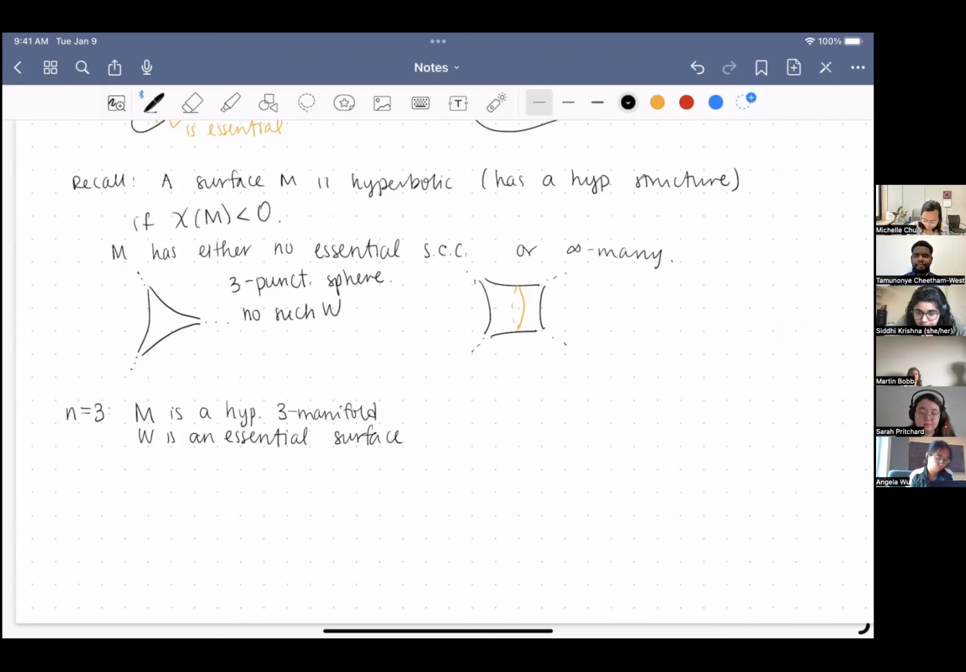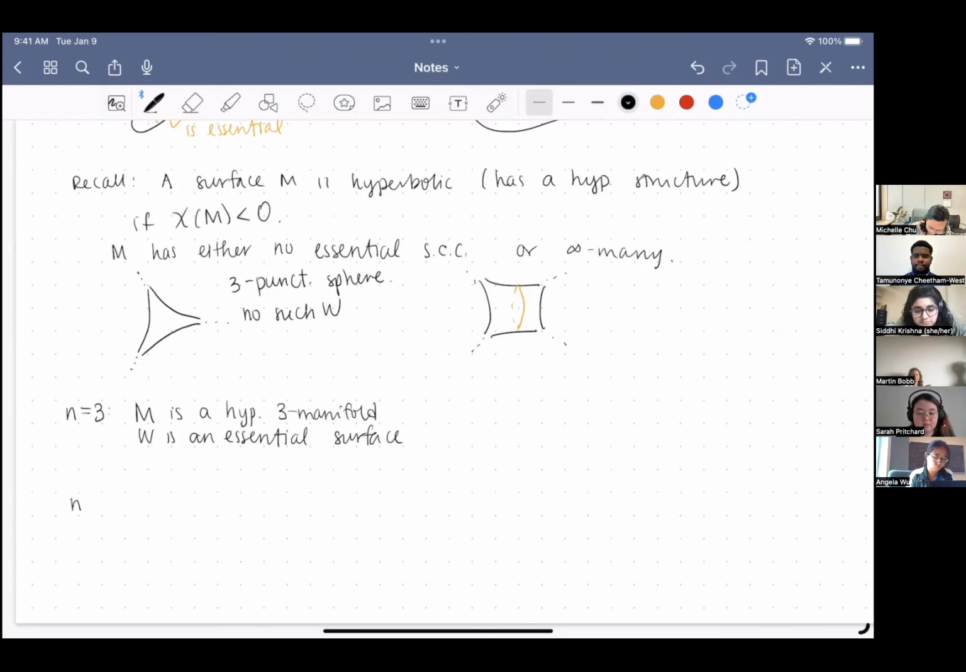Okay, maybe that's all I'll say about this. I can't really draw hyperbolic three-manifolds. But if you'd like to see sort of ideas of what they look like, there are videos out there where you can fly inside of them. So you could see that.